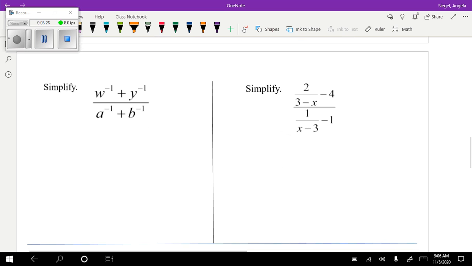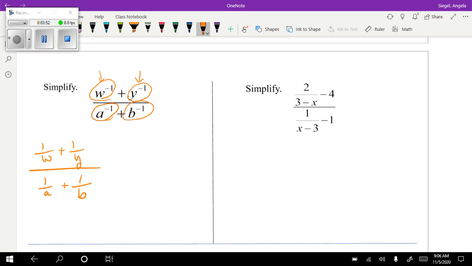Okay, so negative exponents. In this class, we haven't talked about negative exponents all that much yet. Just remember that this negative exponent means that it's not happy where it is. So I'm going to look at this as 1 over w, and this is 1 over y. So let me rewrite this. And then the same thing on bottom, 1 over a plus 1 over b. Ooh, so we've got a lot of messiness here.